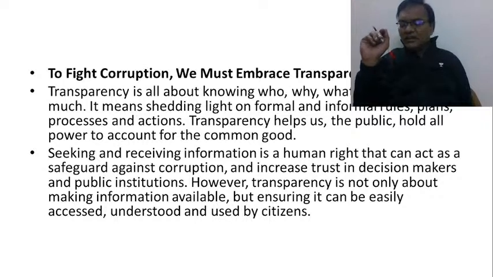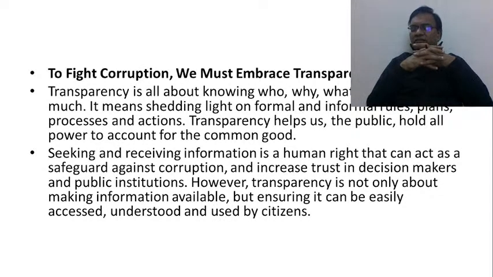That is what you have to do to eradicate corruption. Transparency, more transparency, and much more transparency. This is what we have to do to eradicate corruption. Right? More transparency, much more transparency.